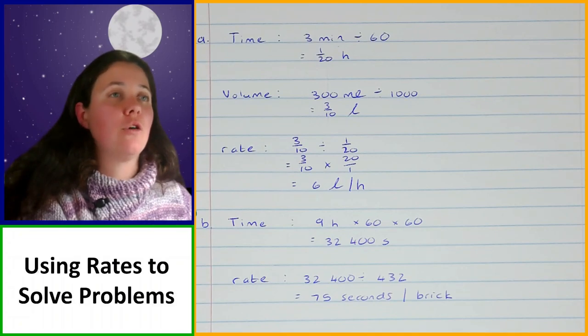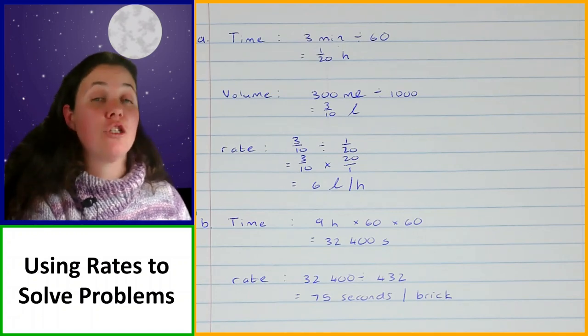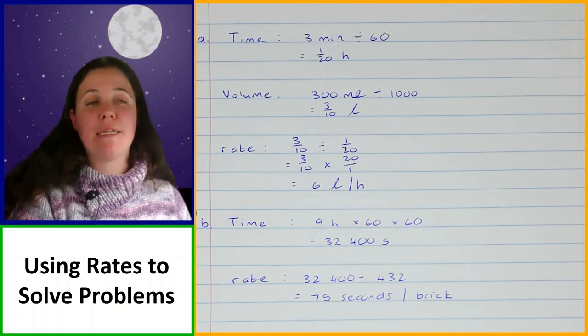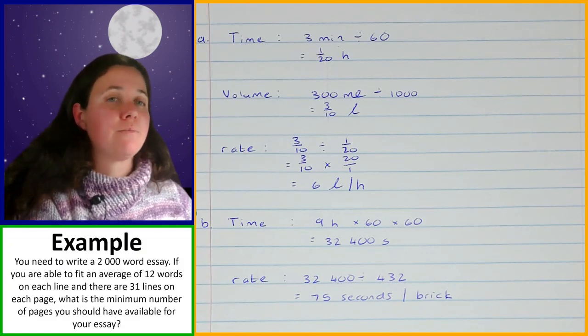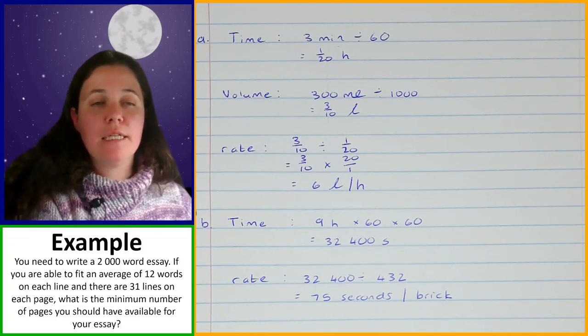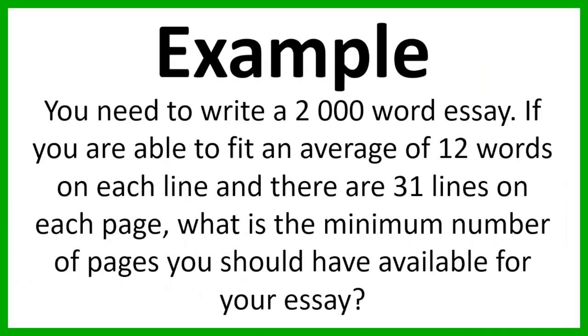Right, so now we're going to go on to using rates to solve problems. Just like we used ratios to solve problems, we can also use rates to solve problems as well. Okay, so let's do an example together. You need to write a 2,000-word essay. If you are able to fit an average of 12 words on each line, and there are 31 lines on each page, what is the minimum number of pages you should have available for your essay?